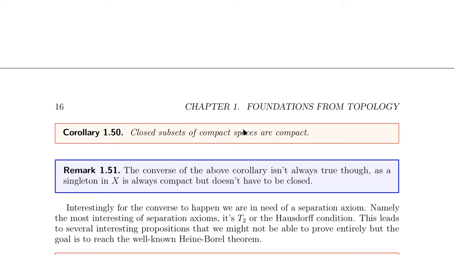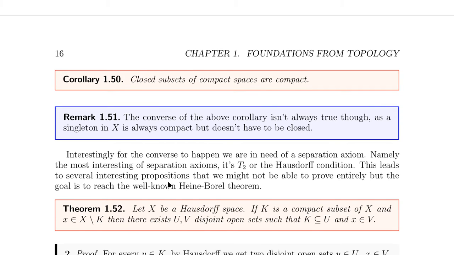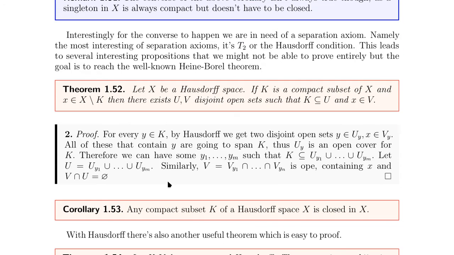But the converse is not going to be true, and for that we'll need some other kind of condition, and that will be the Hausdorff condition. So this theorem is also pretty interesting. If you have a Hausdorff space, and a compact subset K of it, and you take a point in the complement of that compact subset, then there exist disjoint open sets that would contain the compact subset and the point.